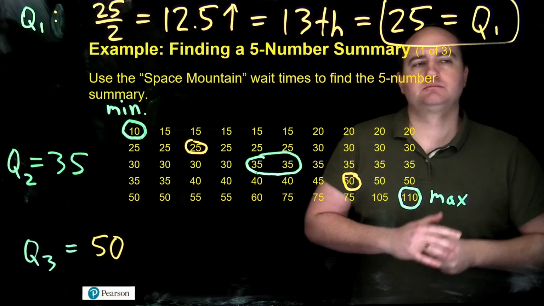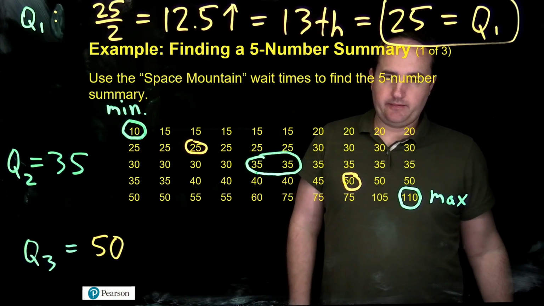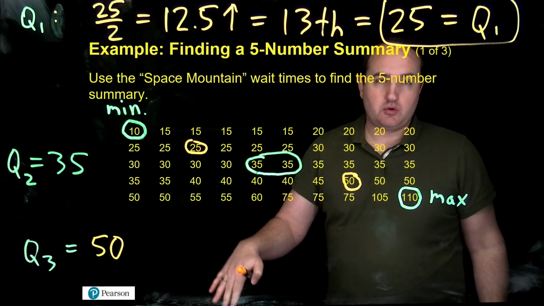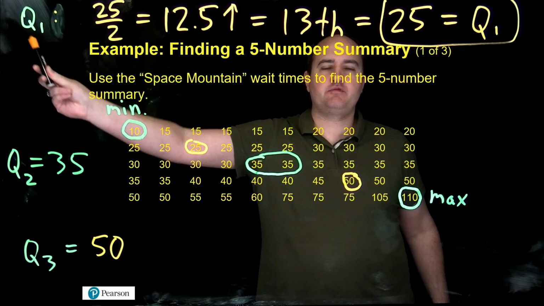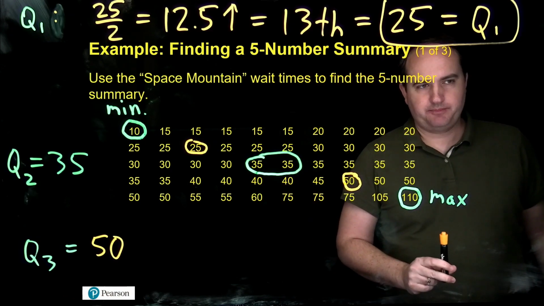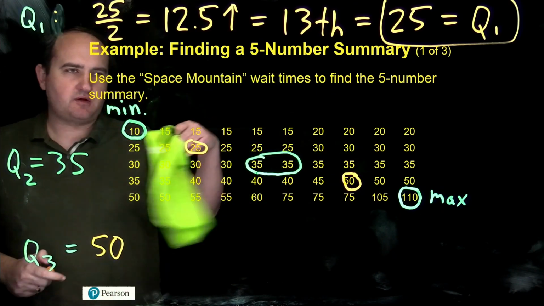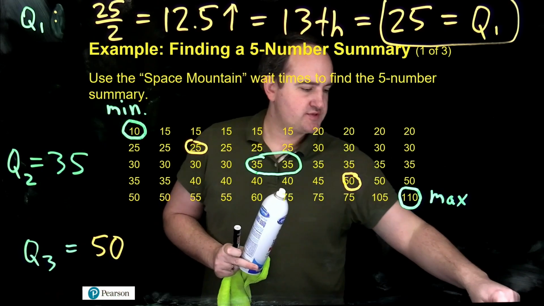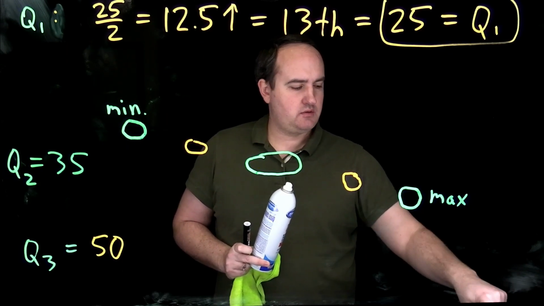Alrighty. So hopefully that makes a lot of sense. So now we have the 5-number summary. So the 5-number summary in order is going to be the minimum, followed by Q1, followed by Q2, followed by Q3, followed by the maximum. Okay? But while I erase all this, let me go ahead and return to the slides, PowerPoint slides, if this thing will work.